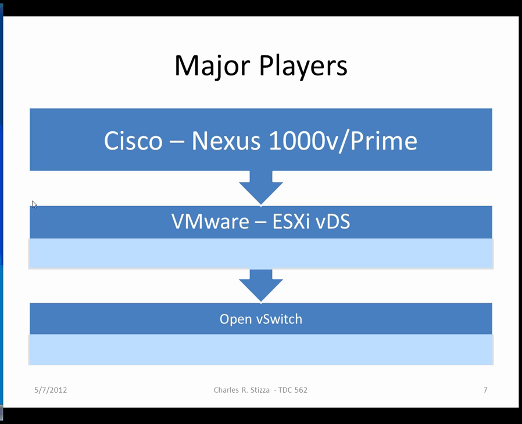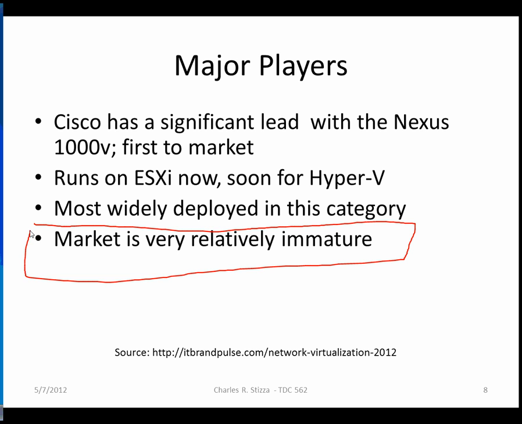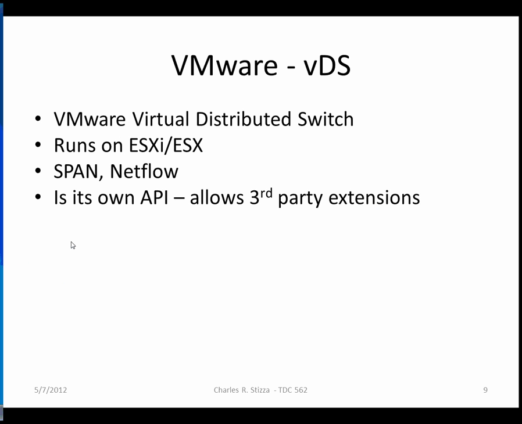As I mentioned before, the major players here are Cisco, VMware, and Open vSwitch. I think these three are by far at least 85 to 90% of the market. Cisco 1000V is far ahead of the competition and most widely deployed. But a good point to keep in mind is that the market is still relatively immature for this type of solution.